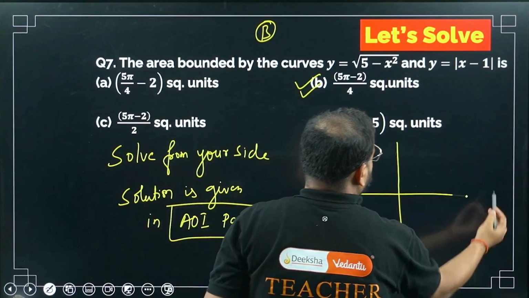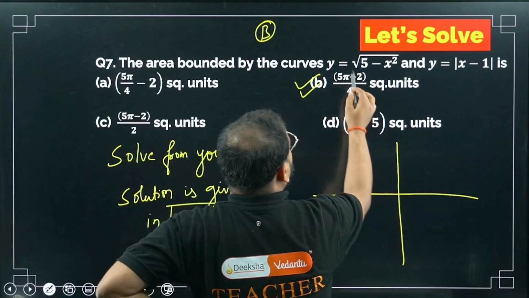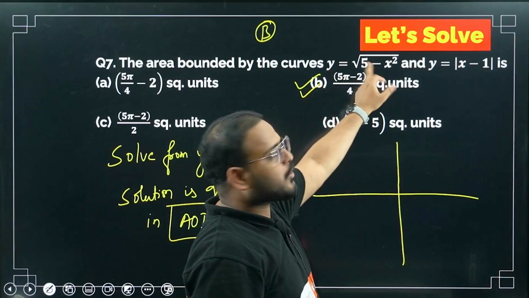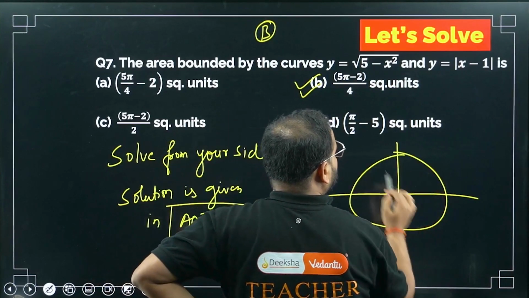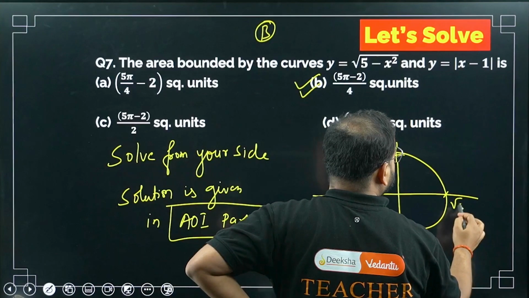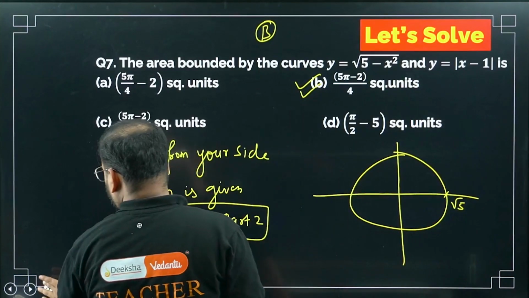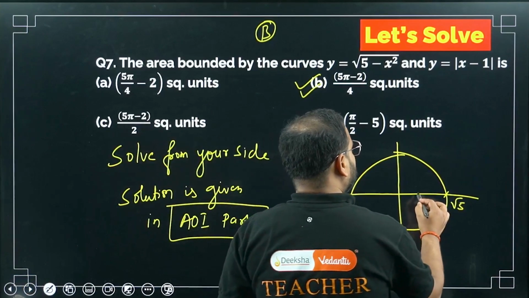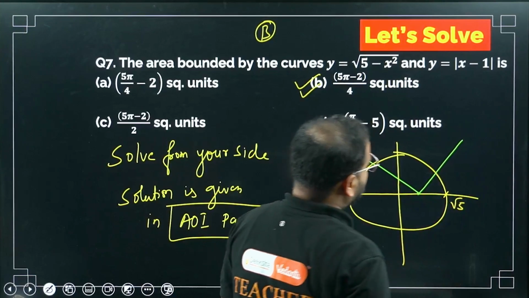Okay, so this curve will look like what? What is the radius over here? Please check. It will become x square plus y square equals 5. If you square this, it will become y square plus x square equals 5. So radius is root 5. So please check here. The circle is there. This is root 5. The modulus function is what? Mod of x minus 1. So it will look like what? It will be 0 at x equals 1. So over here, go like this and go like this. This is what part?